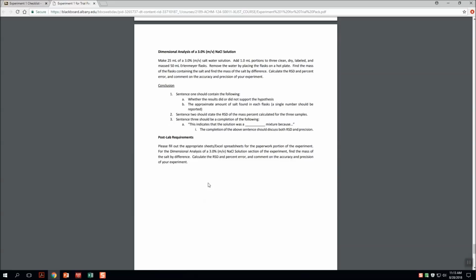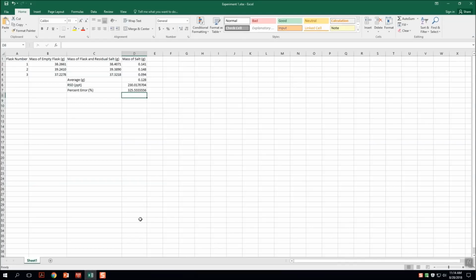At the very end of this lab experiment, it gives us a conclusion statement. So after you calculate this stuff in the lab, you're going to be asked to write a conclusion. It says sentence 1 should contain one of the following: whether the results did or did not support the hypothesis, and the approximate amount of salt found in each of the flasks, and a single number should be reported. So let's look at what should go in sentence 1.